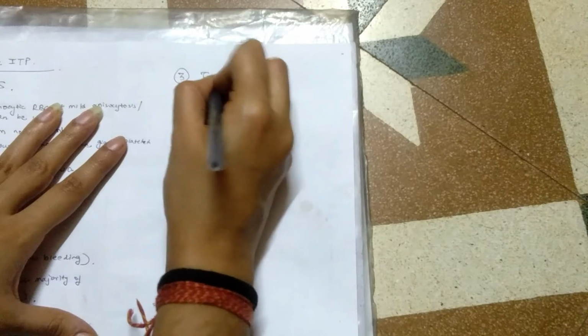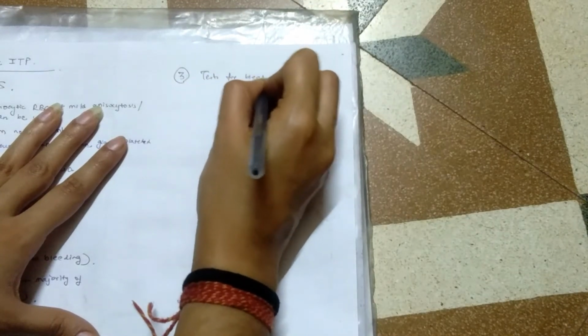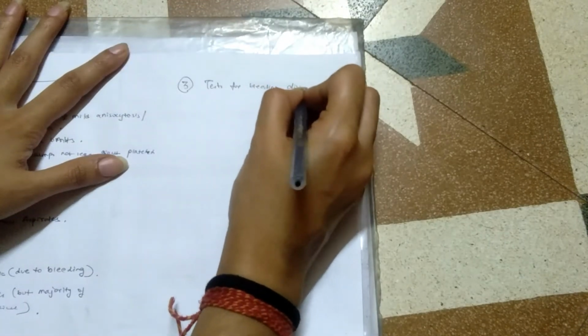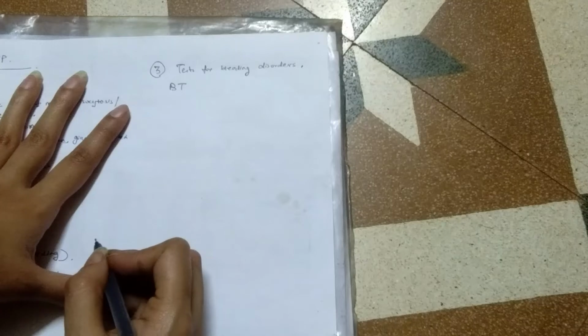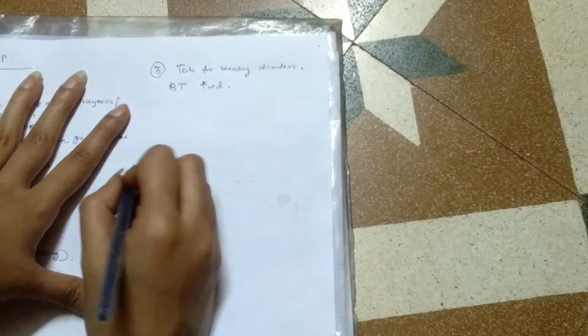Now you have tests for bleeding disorders. Okay, BT, bleeding time. What will happen? Tell me. Platelets are less, so platelet plug formation will be delayed. Bleeding time will be increased.